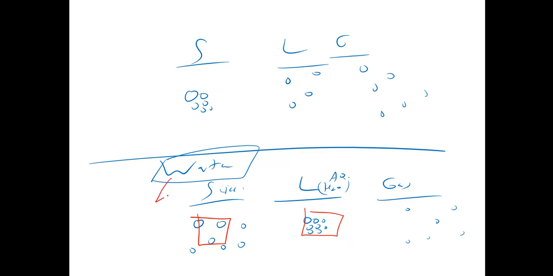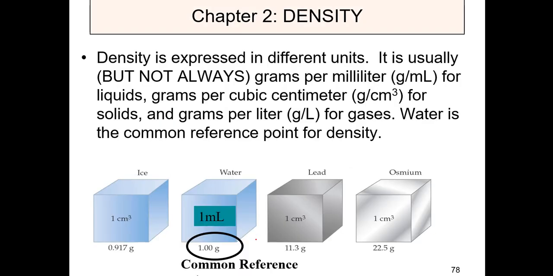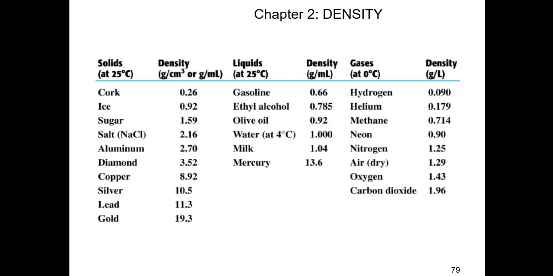Now water, its particles actually have a V shape to them. So that's why it's written like this. So make sure you know that concept. This shows us different examples of a solid, liquid, and gas. Make sure you have that memorized. Grams per mil for liquid, grams per centimeter cubed for solid, and grams per liter for gases.